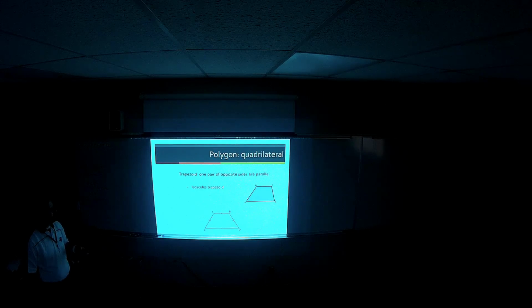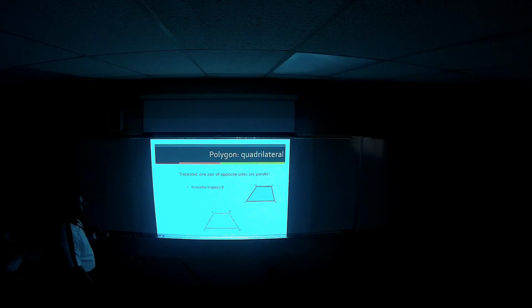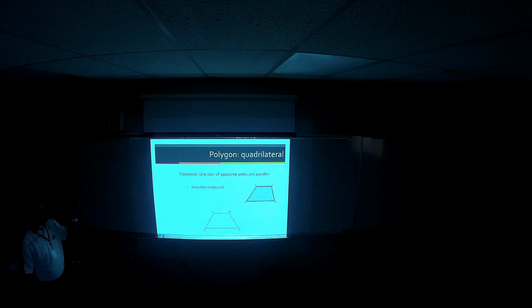Parallelogram had those subcategories. The trapezoid has its own subcategory. Okay, now again, isosceles, one pair of opposite sides are parallel, the other sides are congruent. So, and they have to be different sets. Can't be the same set, because that would make it a different shape.